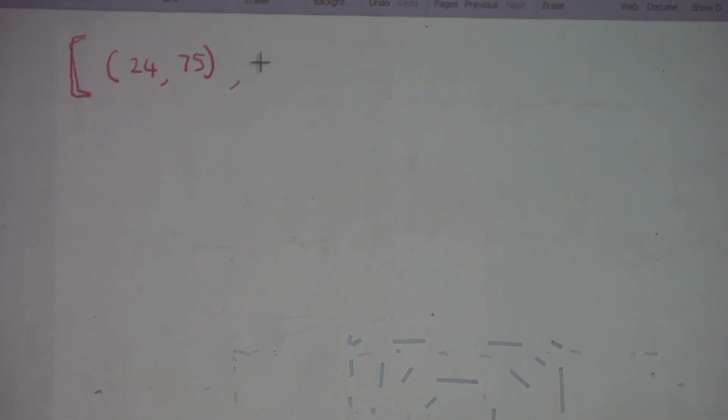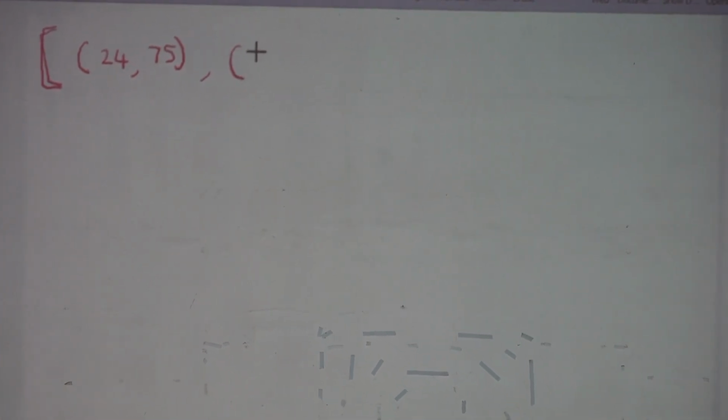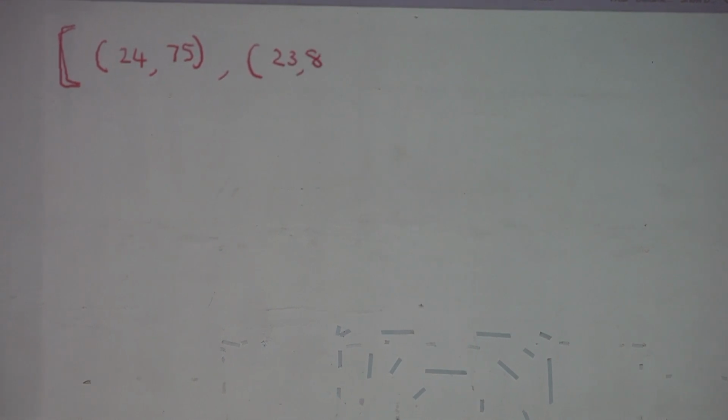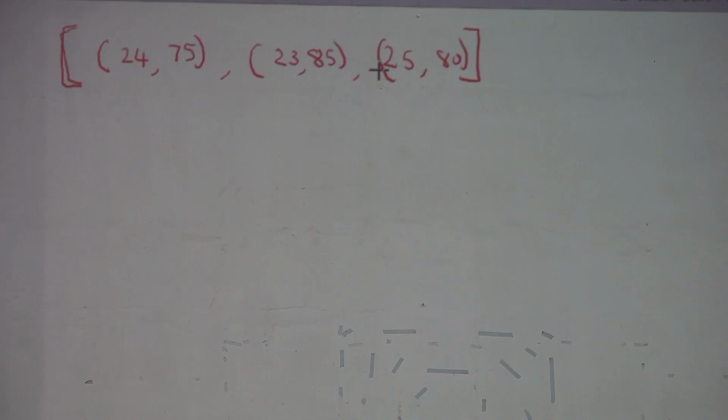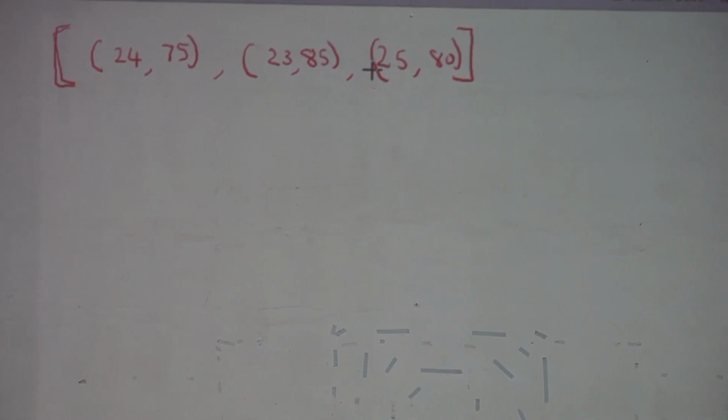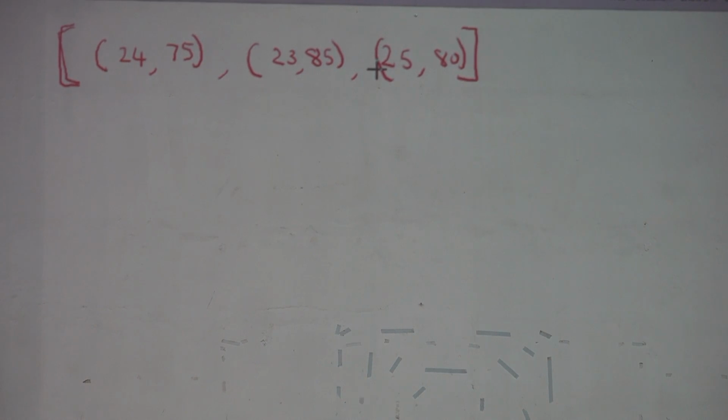This is the first tuple. Then there is another tuple. Let's say his age is 23 and the marks he has secured are 85. And there is a third tuple. Let's say his age is 25, sorry, and the marks he has secured are 80. So this is a list of what? This is a list of tuples. Each tuple represents what? The age of the student and the marks secured by the student. Some two values. Okay. Now, if I just do sorting, what will happen?